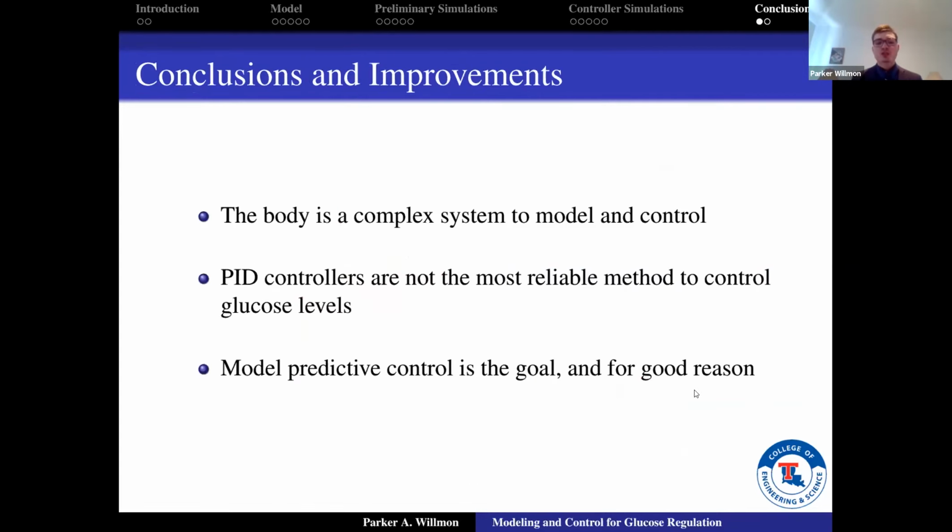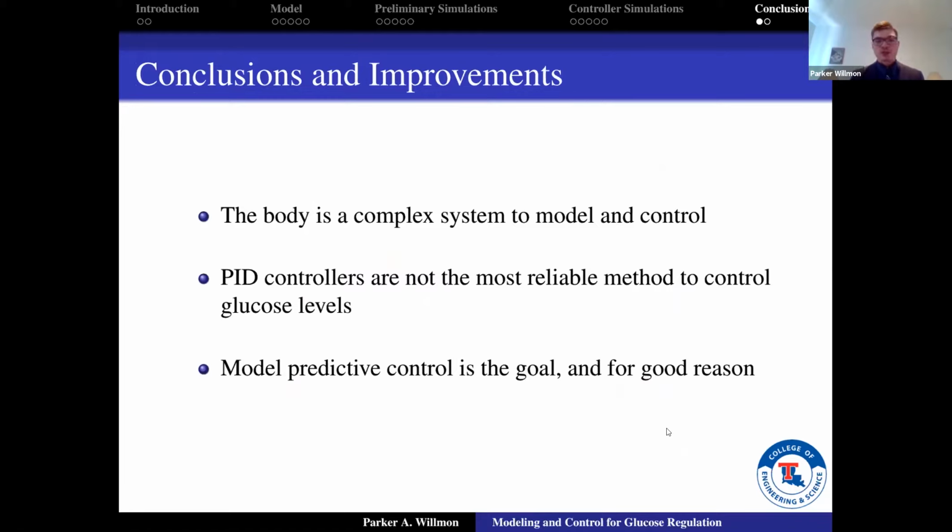So in conclusion, I just want to say the body is an incredibly complex system to model and control. It's impressive that these 13 equations were ever created by these researchers, but it is an even more difficult system to control. I went into this project thinking, not that it would be simple, but that it would be easily understandable, and I quickly found out I was very wrong about that. And it gave me a new appreciation for the research that is being done by these scientists at this time.